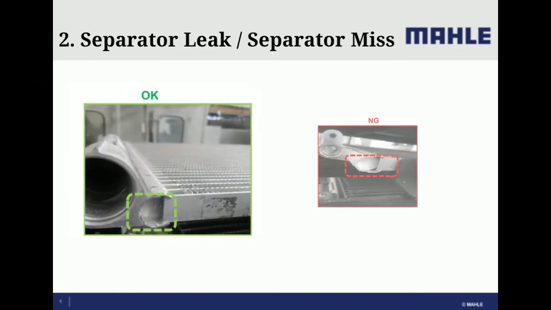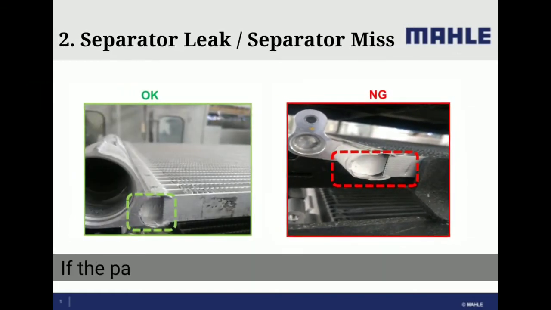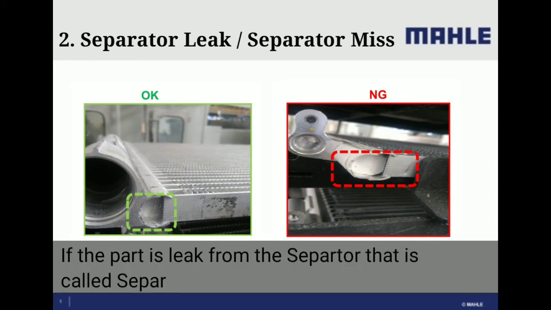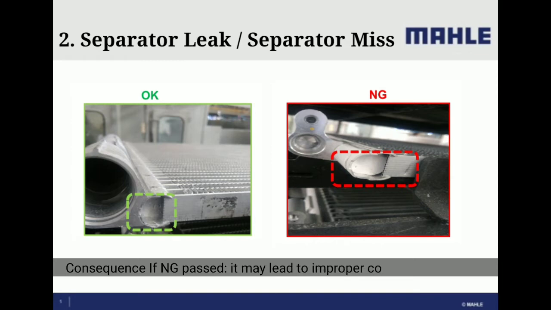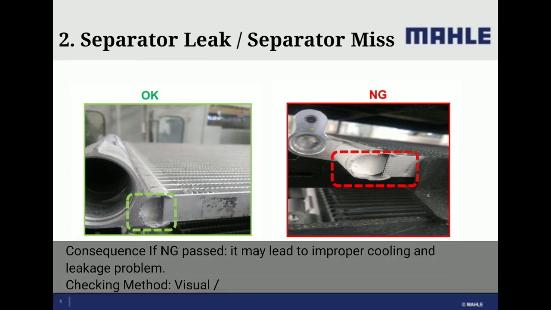Next is separator leak or separator miss. If the part leaks from the separator, that is called separator leak. Consequences: if the NG part passes, it may lead to improper cooling and leakage problems, and we check this visually or by leak testing machine.